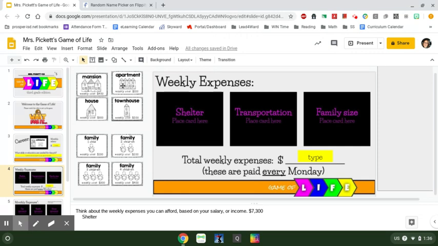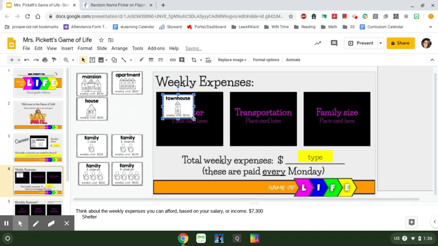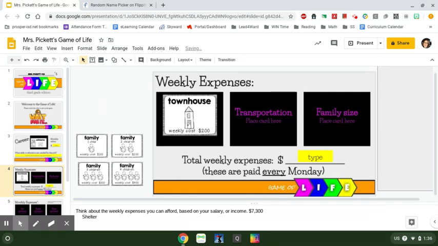I have to remember I'm going to pay this every single Monday, so 4 times. So do I want a mansion, an apartment, a house, or a townhouse? Now they have $7,300. I think I'm going to choose a townhouse. That sounds fun. So delete the others if you choose to, but you don't have to. Down here by shelter, I'm just making some notes. If I pay the same amount 4 times, that would be $800. So out of my $7,300, I've already spent $800.